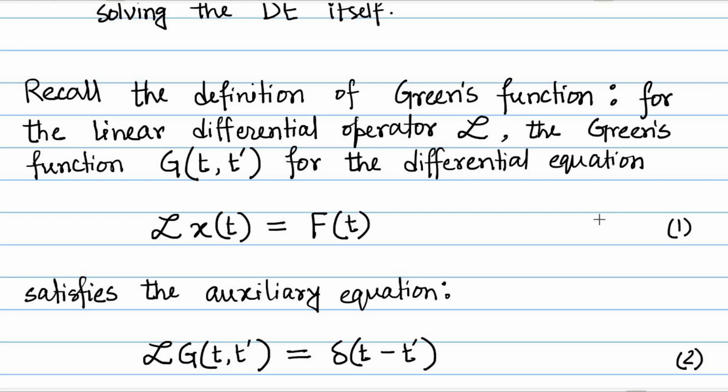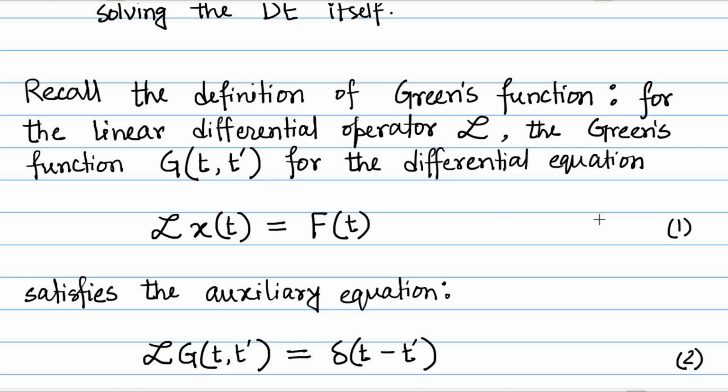Now, if we do have a differential equation like that, then associated with it there is an auxiliary equation where the source term is substituted with a Dirac delta term. If you're not familiar with the Dirac delta term, it means that the right-hand side is 0 whenever t is different from t prime, and whenever t is equal to t prime, that right-hand side becomes infinity. So in equation number 1, whenever we substitute the source term, the f of t, with a delta function, then the solution of 1 would be the Green's function itself.